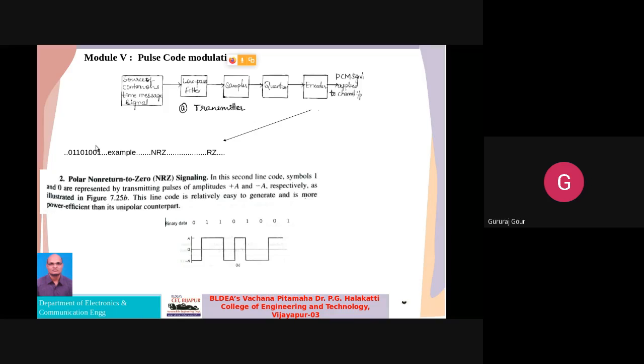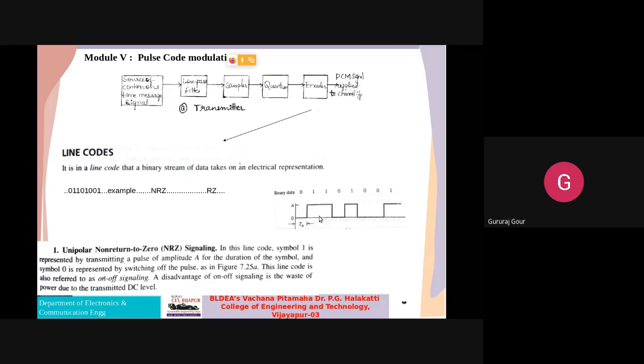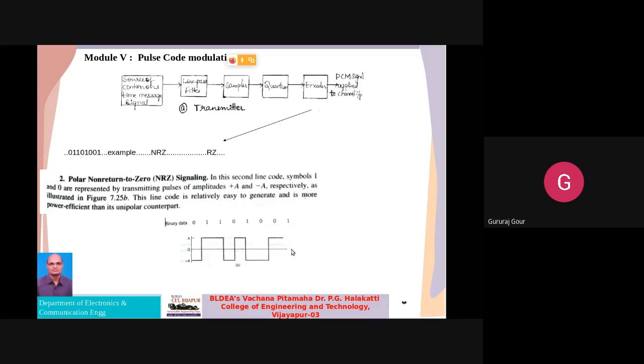Next, with respect to this same pattern, polar. Unipolar means on one side of the origin, the top side only, we got. Now the same thing bipolar, on either side of the 0 we are now getting. Now symbol 0 is represented with minus A, and 1 is represented with plus A, that's all. Symbols 1 and 0 are represented by transmitting pulses of plus A and minus A, correct. 1 is plus A and 0 is minus A.